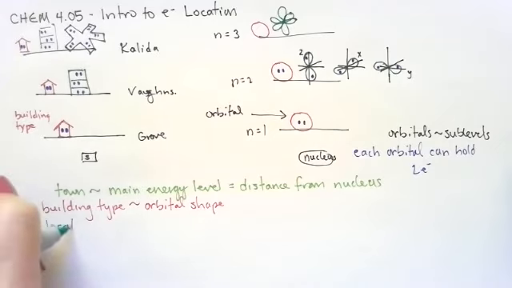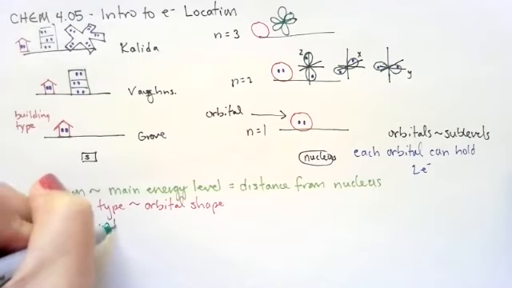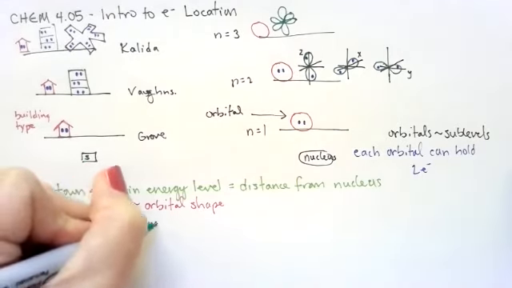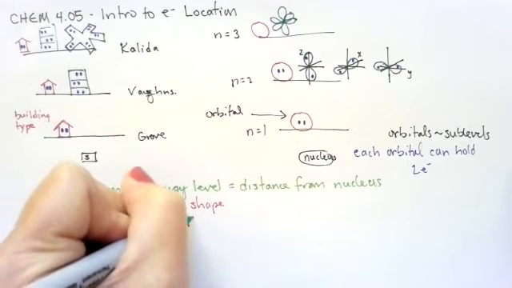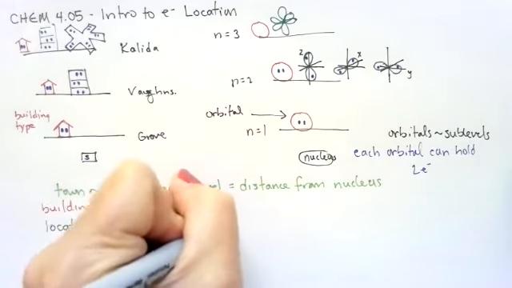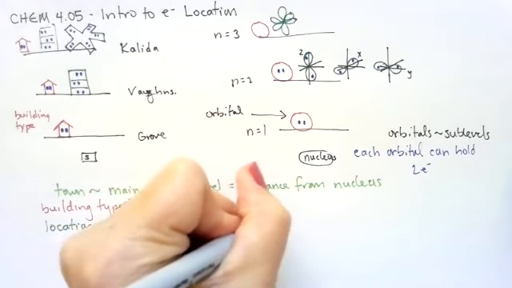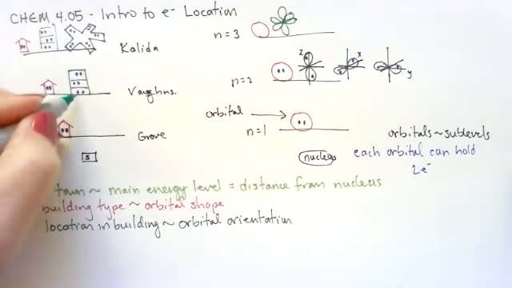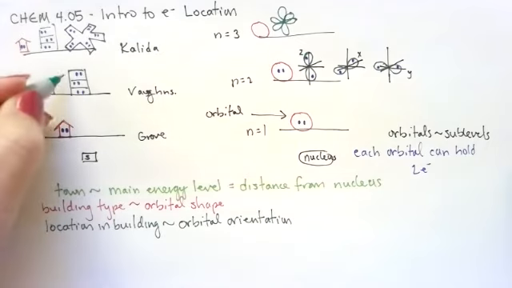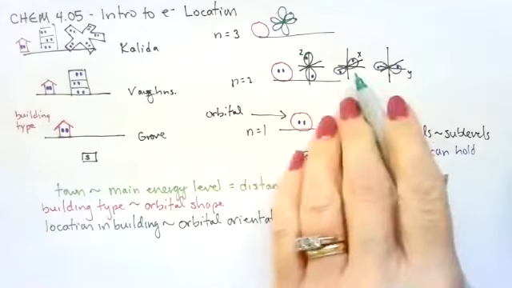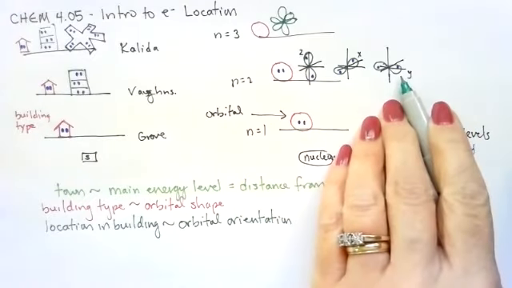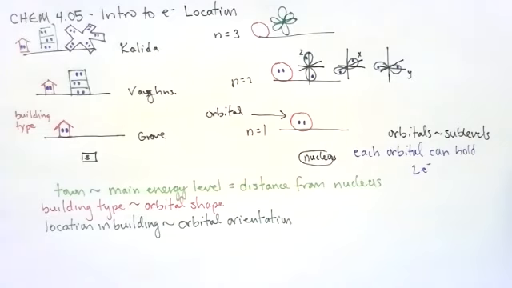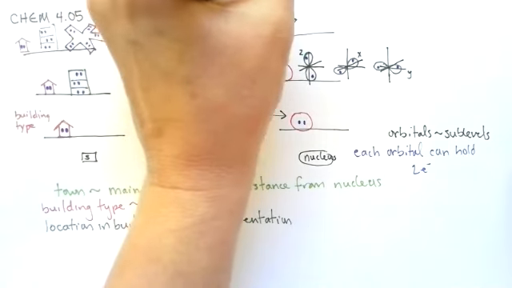Oh, and we forgot to write the location in the building correlates to the orbital orientation. So just like here, I could be on floor 1, floor 2, or floor 3, but these are all in the apartment building. These are all what we're going to learn are called p orbitals, but I could be turned around the z-axis, the x-axis, or the y-axis. So again, each of these holds 2 electrons.